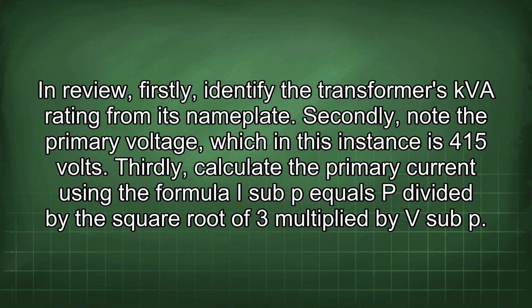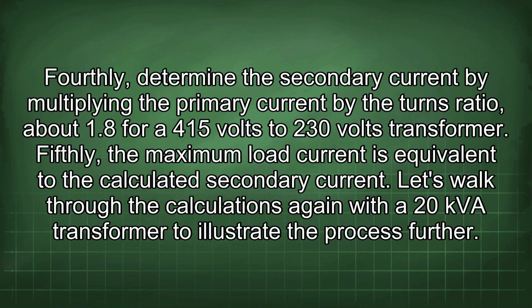In review, firstly, identify the transformer's kVA rating from its nameplate. Secondly, note the primary voltage, which in this instance is 415 volts. Thirdly, calculate the primary current using the formula I sub P equals P divided by the square root of 3 multiplied by V sub P. Fourthly, determine the secondary current by multiplying the primary current by the turns ratio, about 1.8 for a 415 volts to 230 volts transformer. Fifthly, the maximum load current is equivalent to the calculated secondary current.